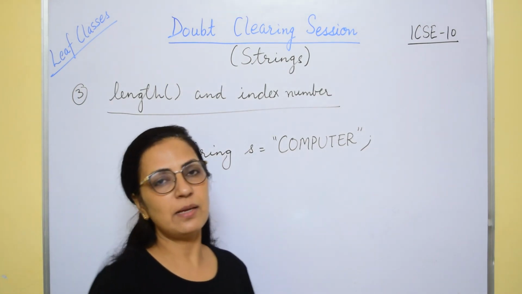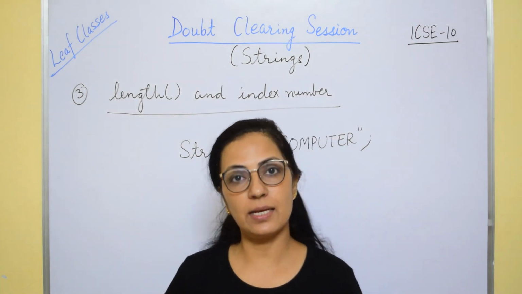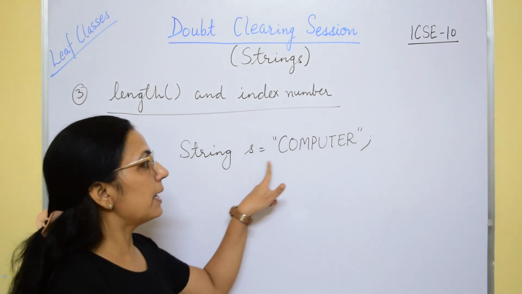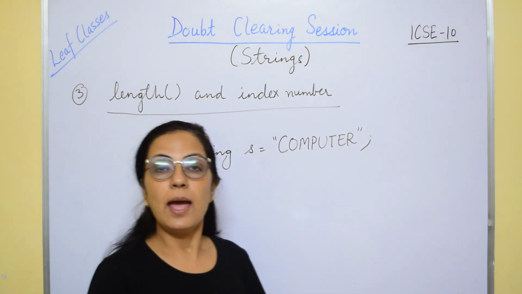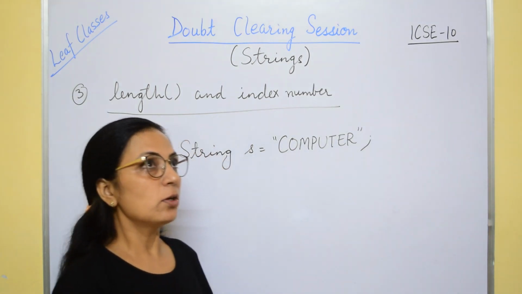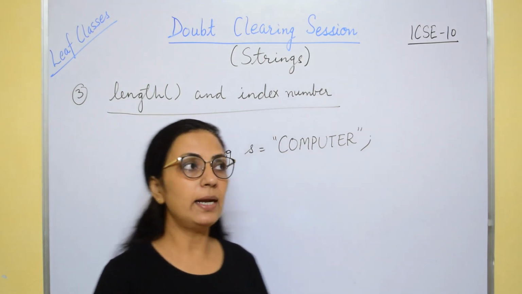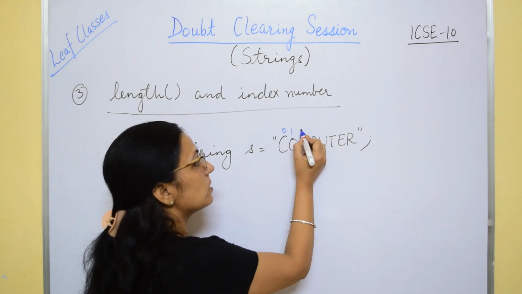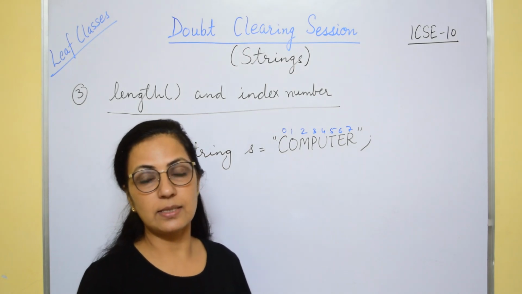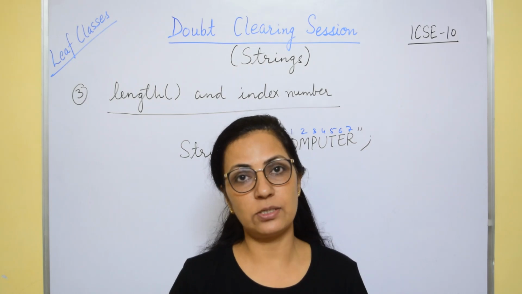The next point which I am taking is the confusion between length and index numbers in string. Suppose I have taken String S equals to computer, and the question is you have to display the length of this, right? So normally I say that whenever you are using any string value, give the index number. So index number in string is from 0 to 7 in this case. But it has nothing to do with the length of the string.